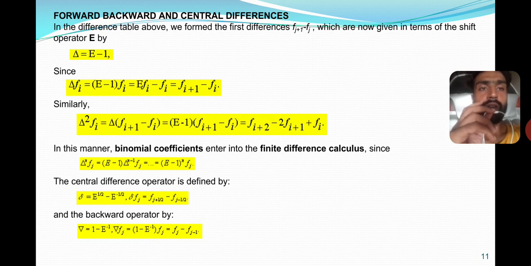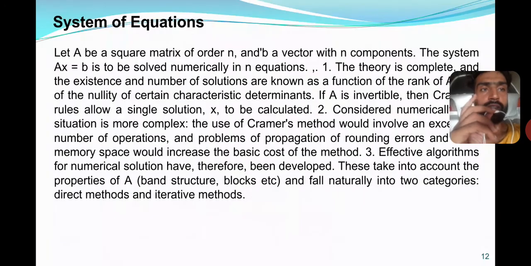The central difference operator is defined by δ = E^(1/2) − E^(−1/2), so that δfi = fi+1/2 − fi−1/2, and the backward operator by ∇ = 1 − E^(−1), so that ∇fi = (1 − E^(−1))fi = fi − fi−1.